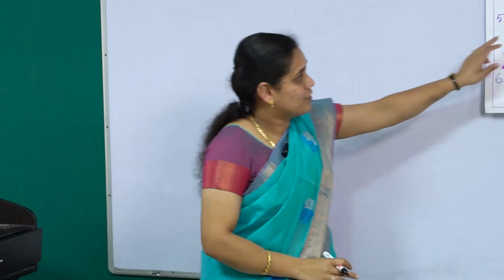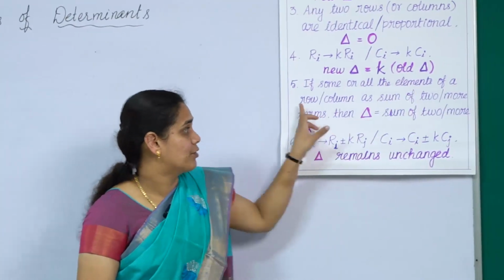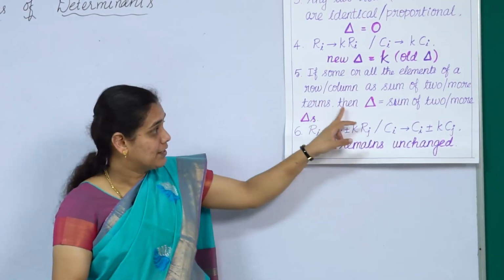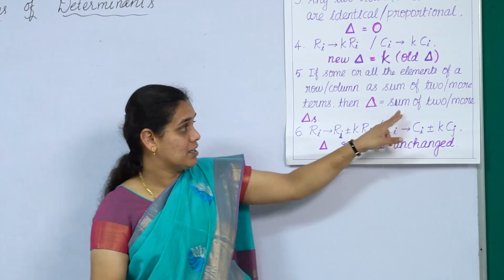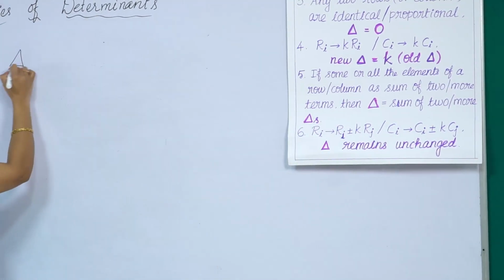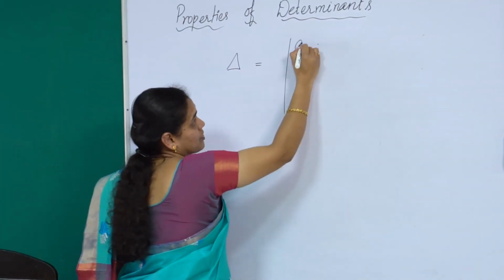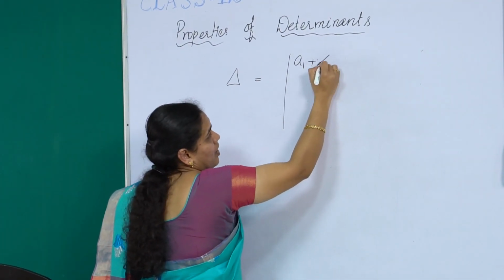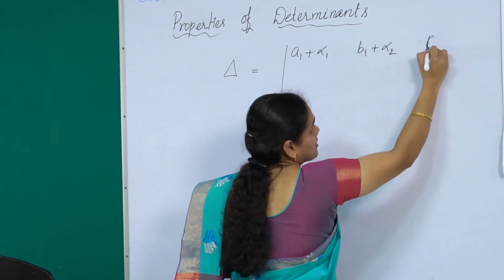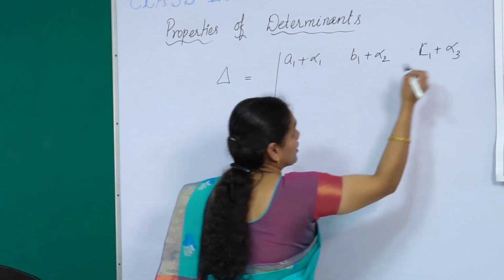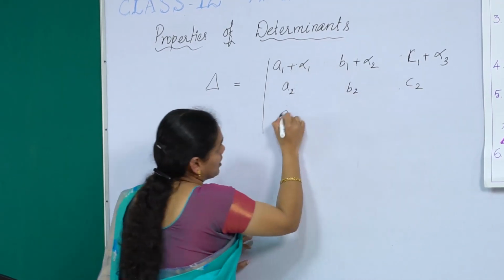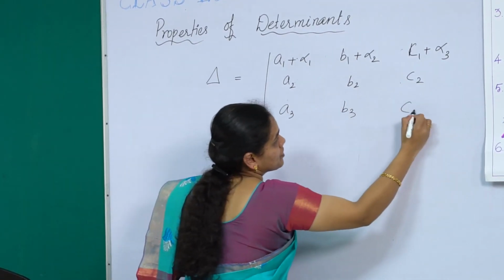Then the fifth one is, if some or all the elements of a row or column are expressed as sum of 2 or more terms, then the determinant can be expressed as sum of 2 or more determinants. I will show you an example now. Determinant equal to, suppose this is a1 plus alpha 1, b1 plus alpha 2 and c1 plus alpha 3. Then this is a2, b2, c2, and this is a3, b3, c3.